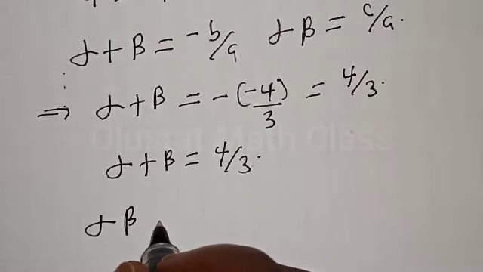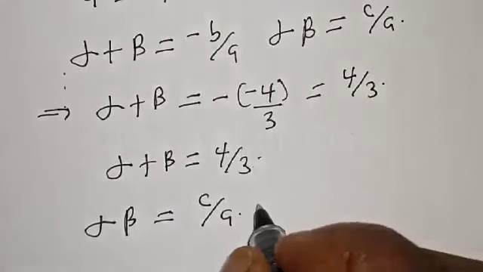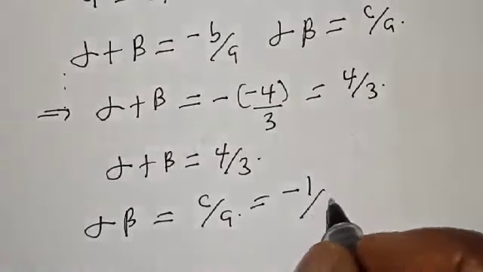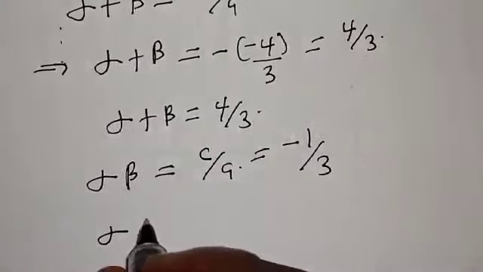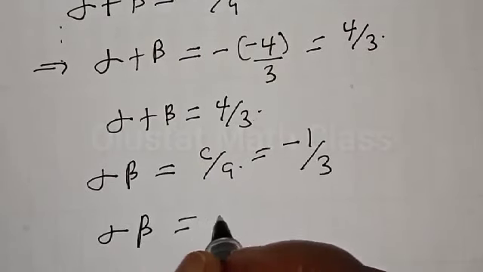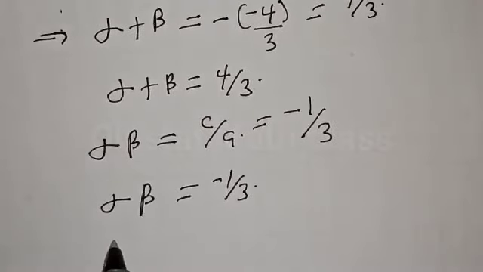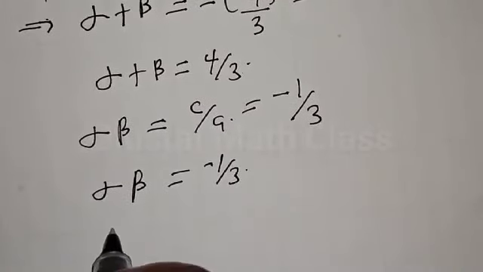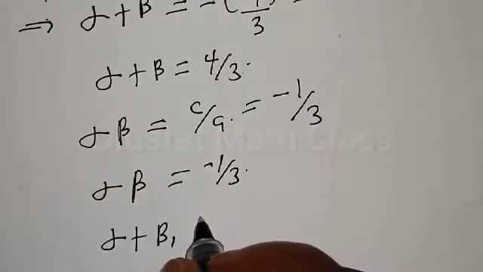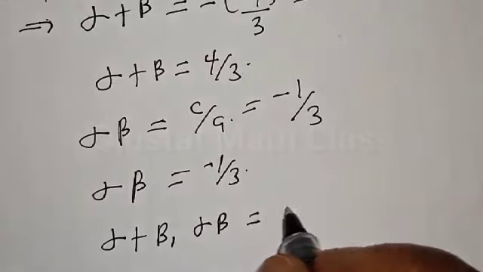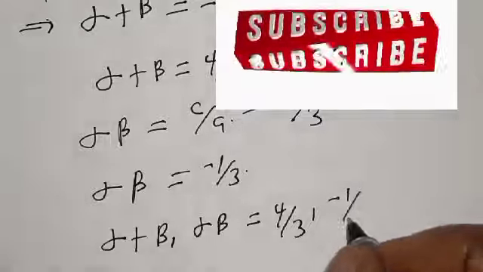Also, alpha beta, which is the product of the roots, is equal to c over a. Then our c is minus 1 and our a is equal to 3. Therefore, alpha beta is equal to minus 1 over 3. Then our final answer is alpha plus beta equal to 4 over 3, and alpha beta equal to minus 1 over 3.